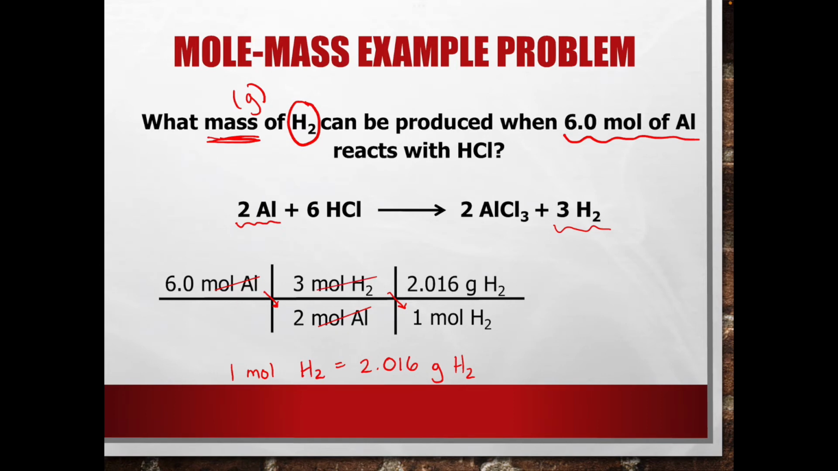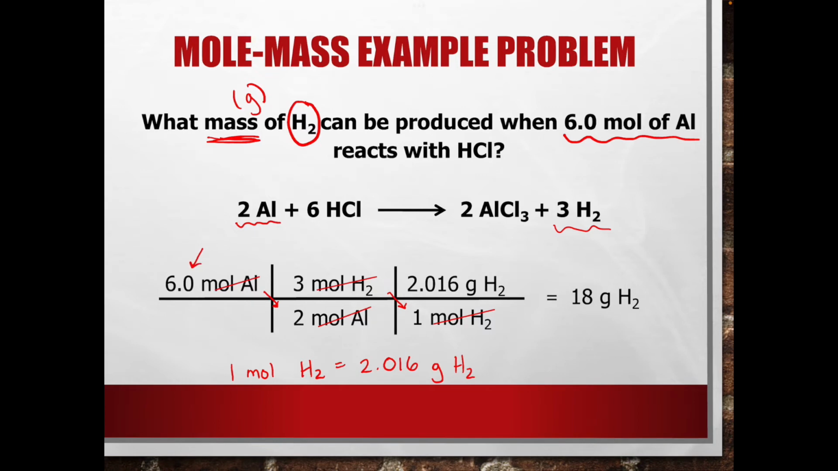Then we'll make sure our units cancel and double check that we found what we were actually trying to find. So we were looking for our mass of hydrogen, and that's what we have. So then we can multiply all the numbers on the top, divide by the numbers on the bottom, and we'll get our answer. You'll notice that we only have 2 significant figures in our answer because we were limited by this.